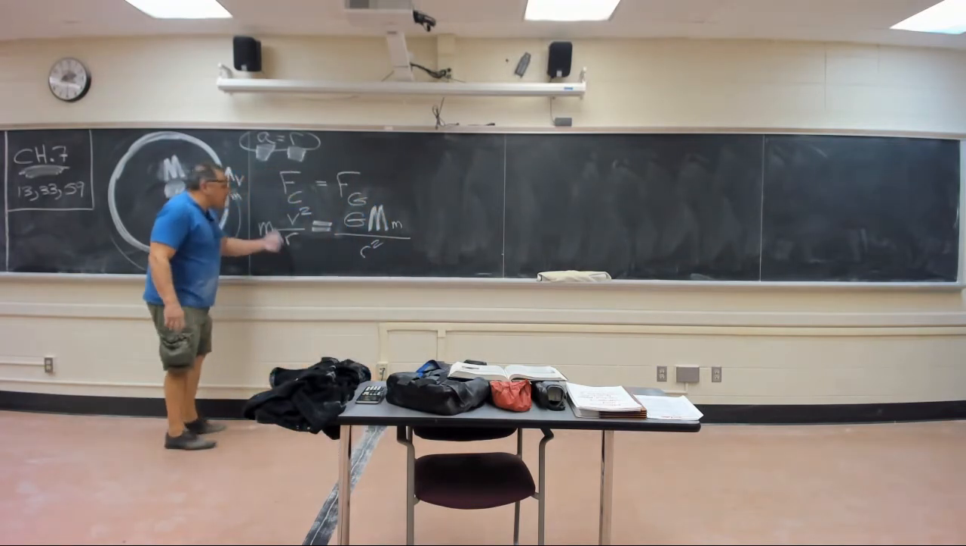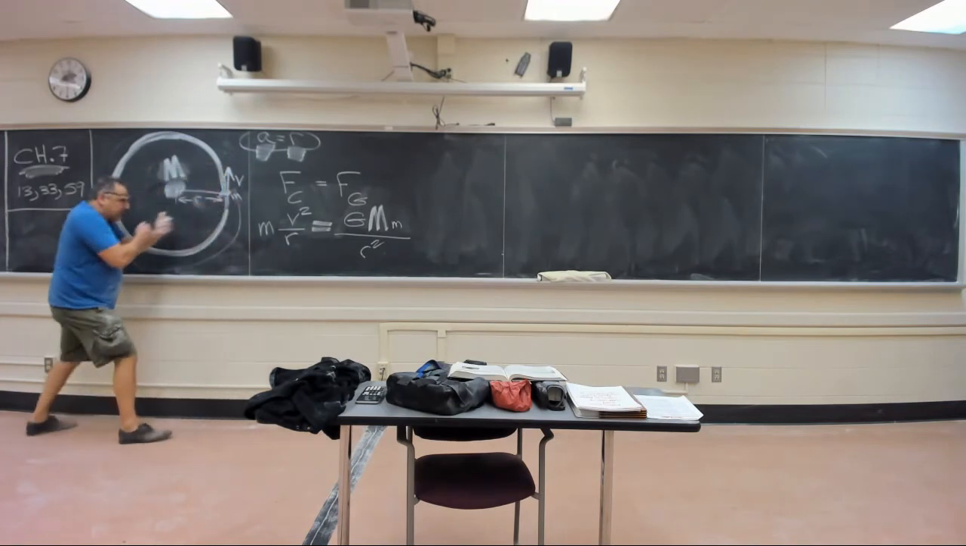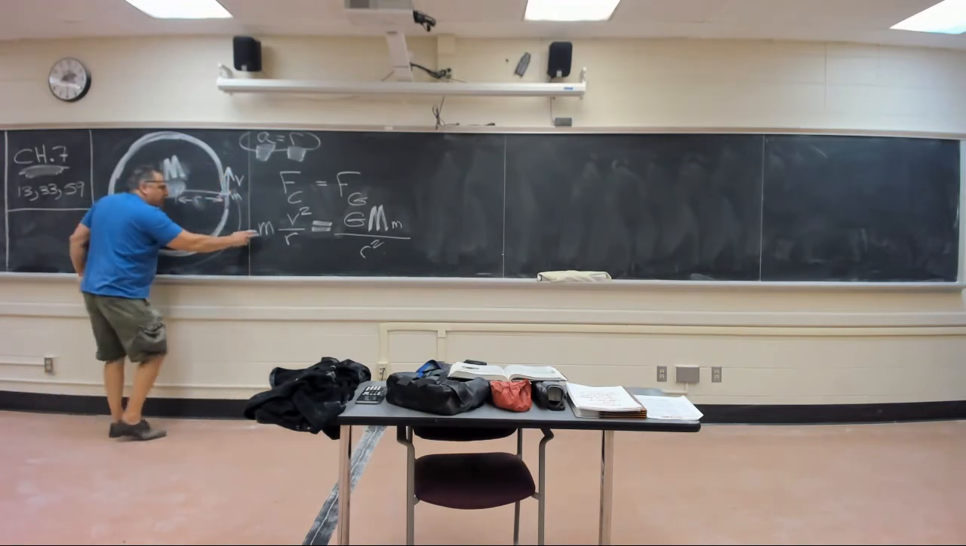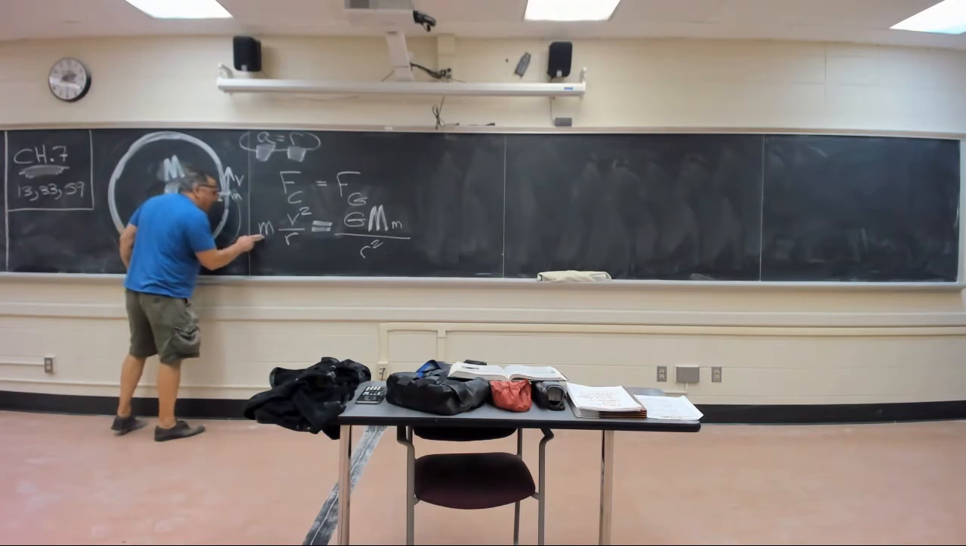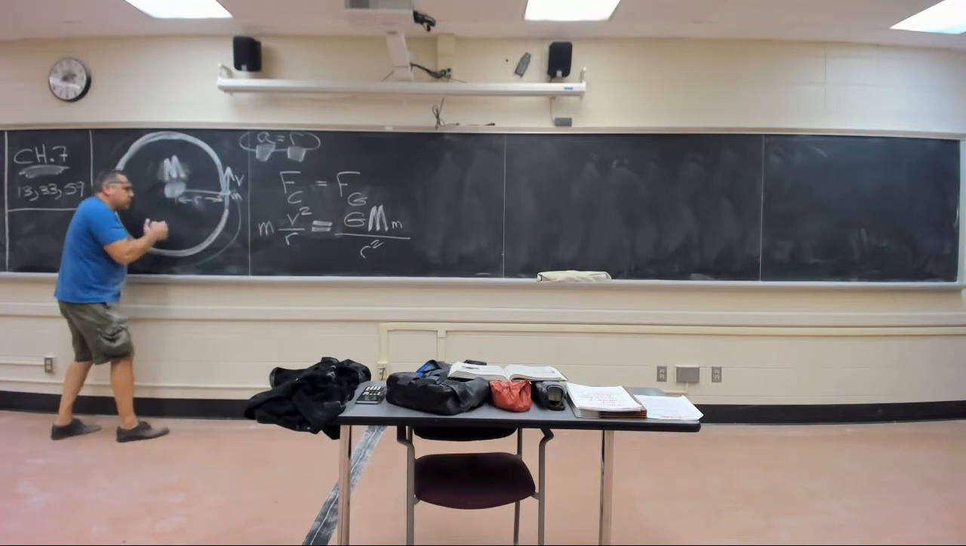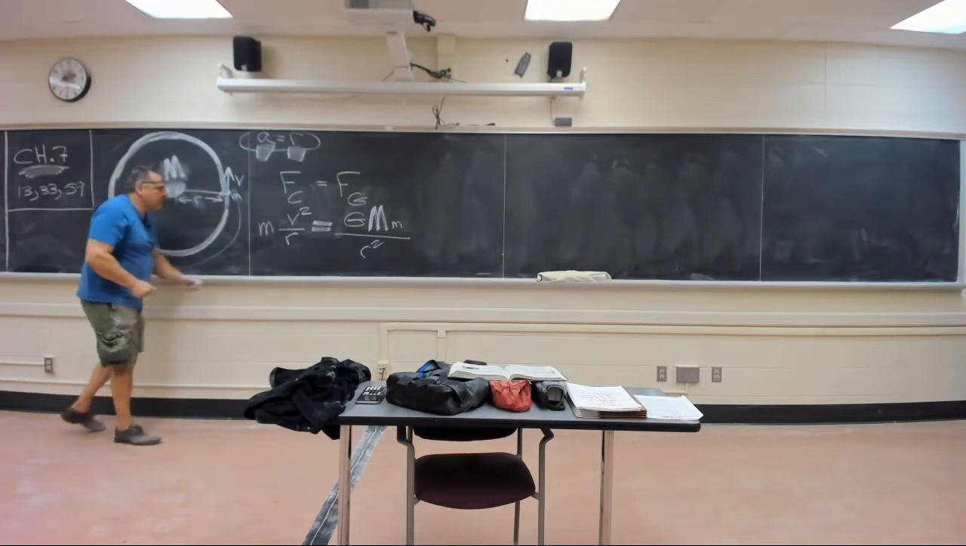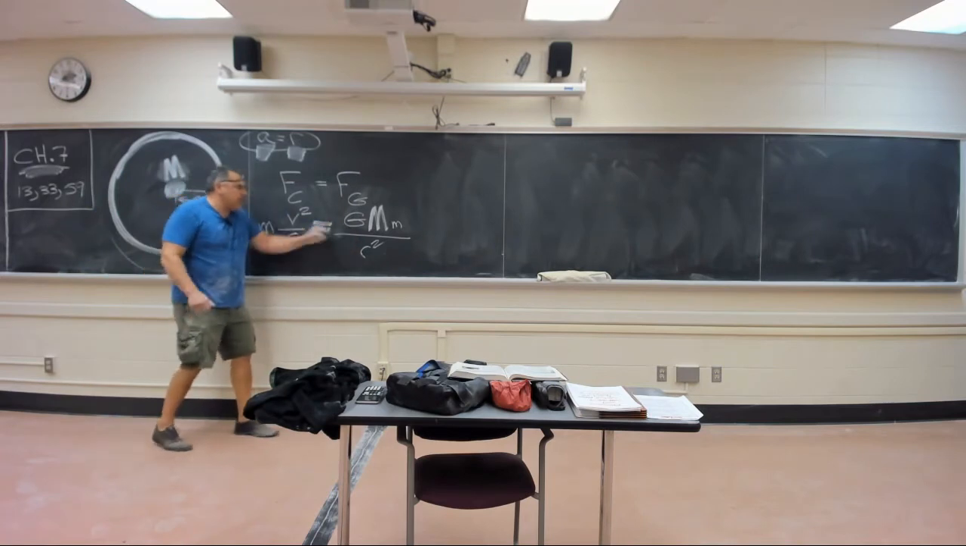If you want to call it centripetal, that's the real force, the force pulling this way. How strong does the rope have to be? mv squared over r, pulling this way. That's how strong the rope's got to be. The rope is gravity. Set them equal like that.